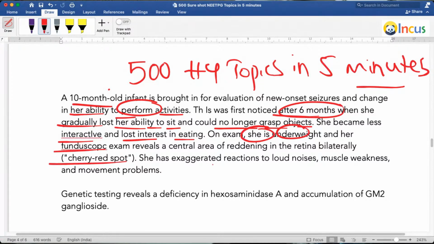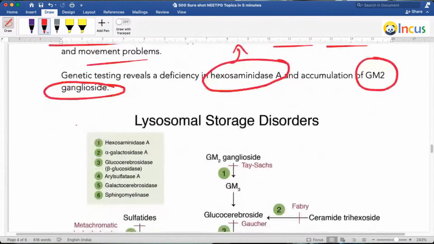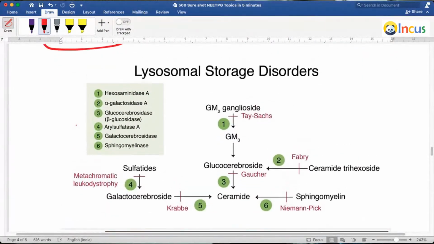On exam, she is underweight. Fundoscopy shows a cherry red spot. Exaggerated reaction, startling response to loud noises, muscle weakness, movement problems. You need to be very sure by now. It is the deficiency of hexosaminidase A and accumulation of GM2 ganglioside. Now let us be very sure, doctor.